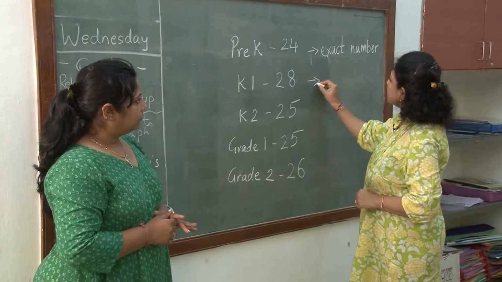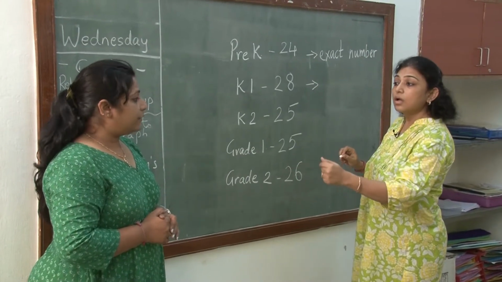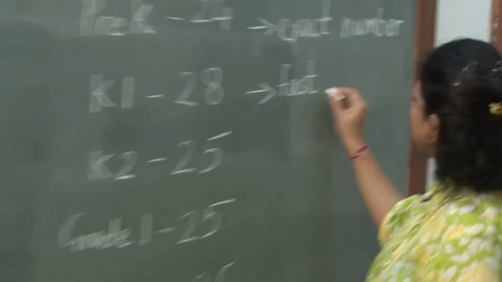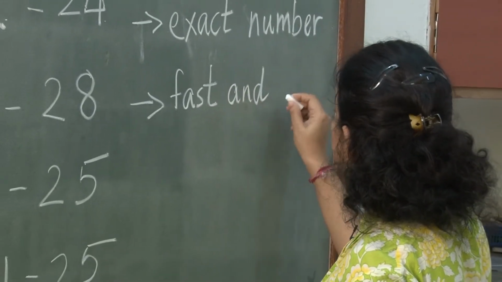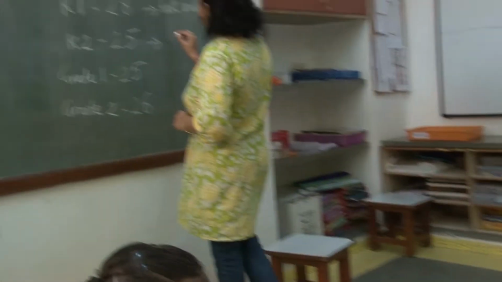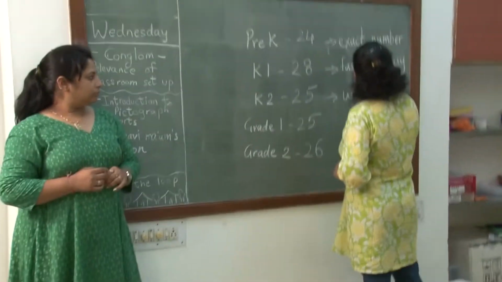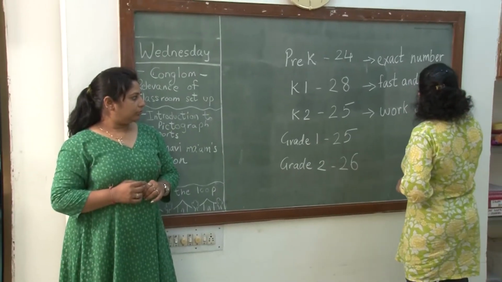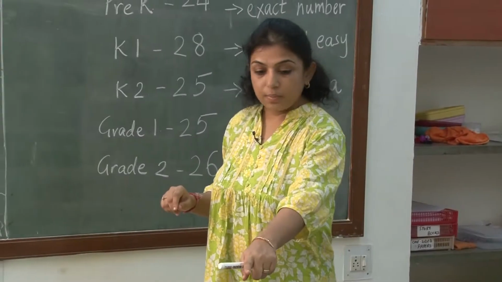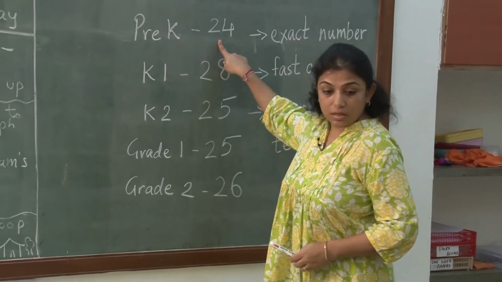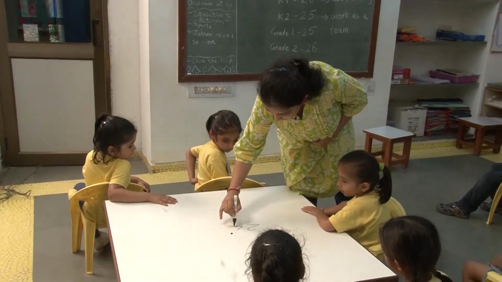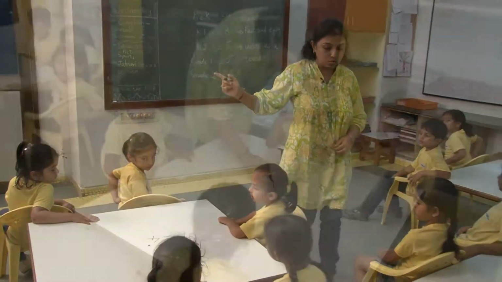The second thing is we want an easier way, a faster way to count. So fast, quick and easy. The third point is work as a team. You are the pre-K table. How many pencils? 24. You have to count 24 pencils. I am writing it so that it is easier for you.